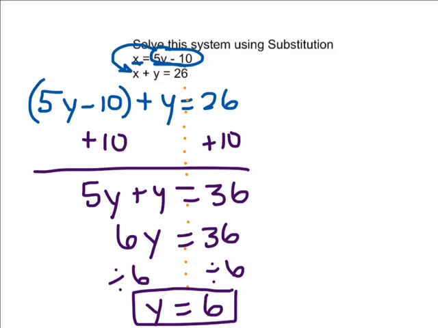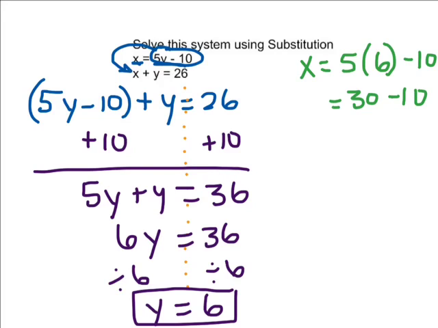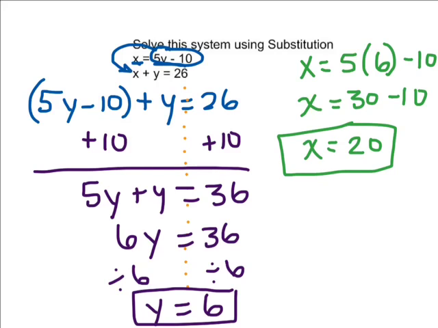Alright. So wherever we see a y, we can put it in the first equation or the second equation, whichever one we want. Let's put it in the first. So let's solve for x. We get x equals 5 times 6 minus 10. That's 30 minus 10. X equals 20. So what we did was we took the y and plugged it back into the first equation.